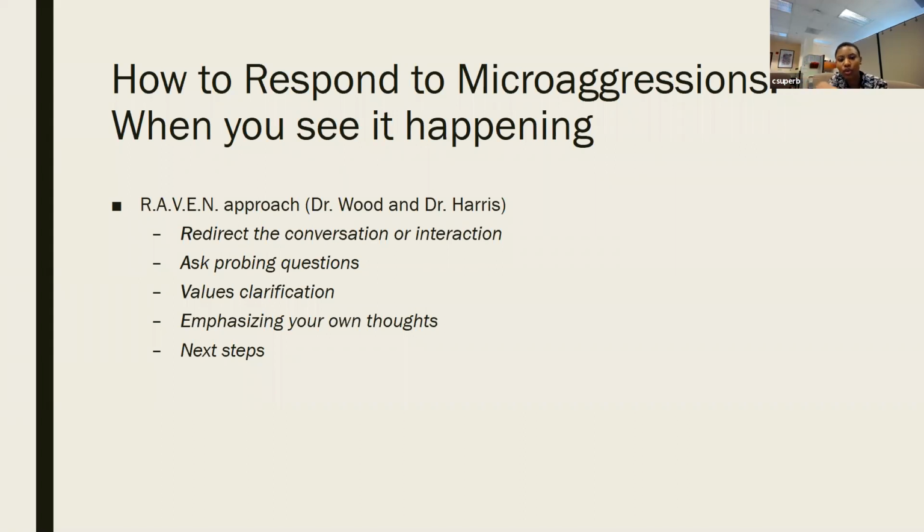And then emphasize your own thoughts, whether you were the person who was microaggressed against or you happen to see it. Emphasizing how it made you feel is important to let the person know other people have thoughts about this, right? And then next steps, decide how you're going to follow up with the person, whether that's diversity training, whether that's more discussions, or just next steps so that this doesn't happen anymore.